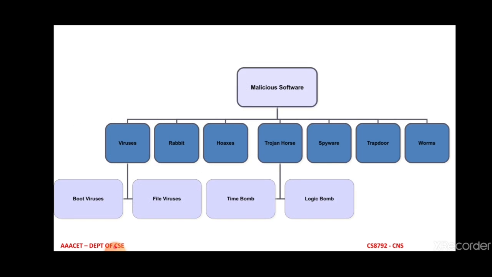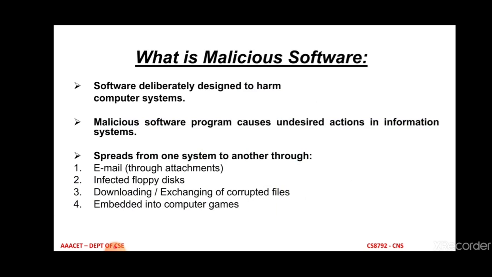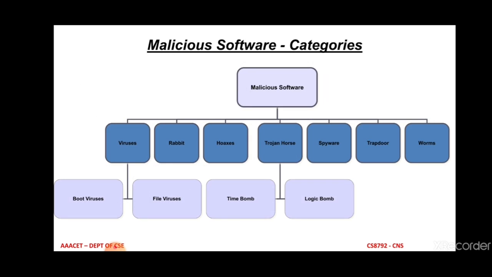So these are the methods by which malicious software spreads from one system to another. It is a software or program designed to harm computer systems. These are the categories or types of malicious software. There are 7 types: viruses, rabbit, hoax, Trojan horse, spyware, trapdoor, and worms. Viruses can be divided into boot viruses and file viruses. Trojan horse can be divided into time bomb and logic bomb.